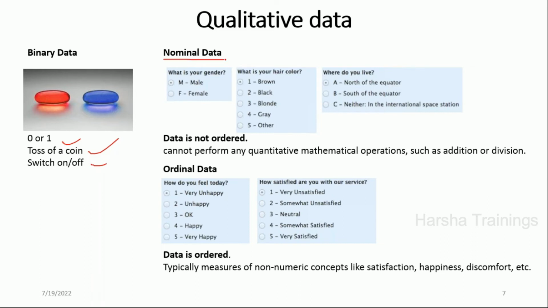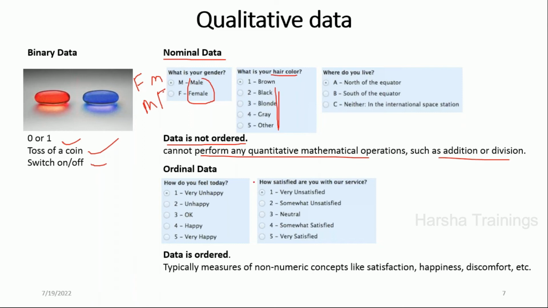Here, we are not going to store the data in a specific order. For example, let us look at male and female. I can write male first, then female, or I can write female first and then male. That doesn't matter for us. Hair colors, blood groups, anything can come first. Here the data is not ordered. It is called nominal data. When the data is not ordered, we are unable to perform quantitative or mathematical operations such as addition, division, subtraction, and so on.